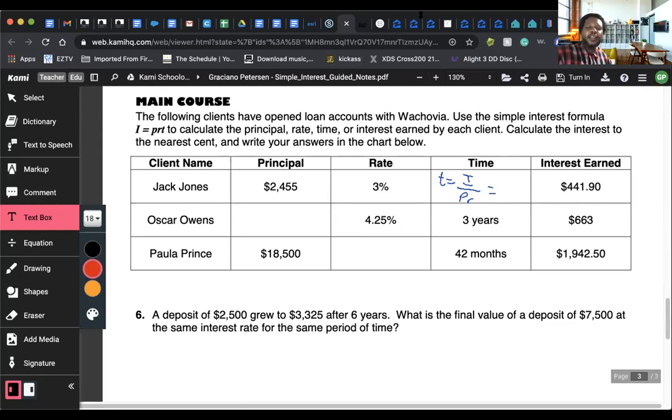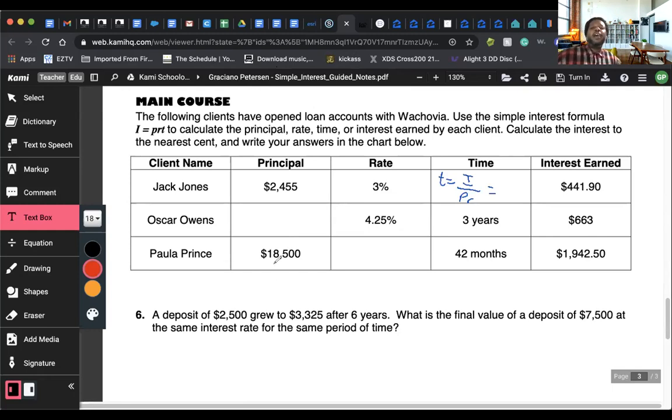Everybody got so quiet. Oh my goodness. Divided by 365. Let's see, let's see, let's see. 6 years. 6 years. Yes, 6 years is correct.